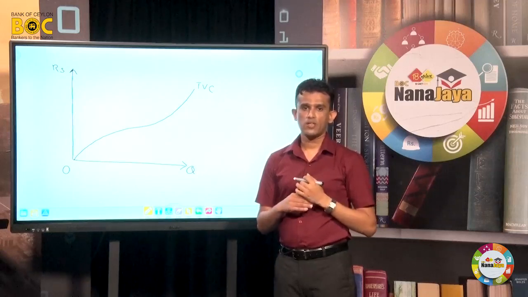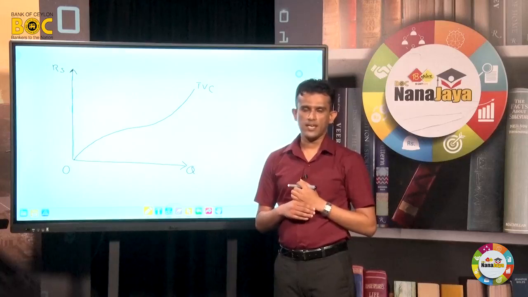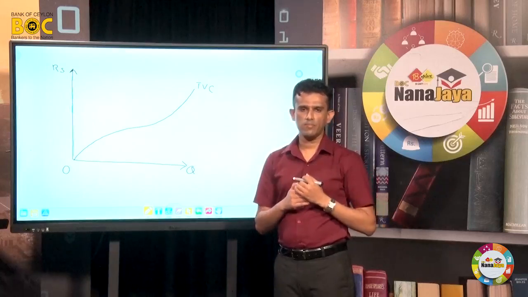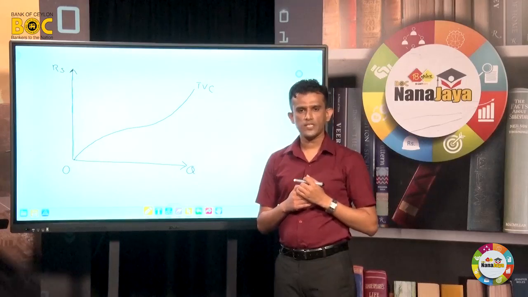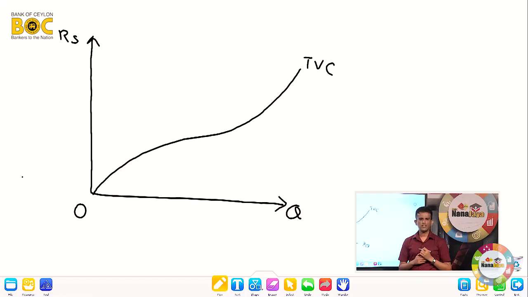We learnt about the law of diminishing returns in the previous discussion. The law of diminishing returns states that when we increase the production by increasing the variable inputs while the fixed inputs are held constant, the marginal product and the average product start to decrease after a certain point, right?